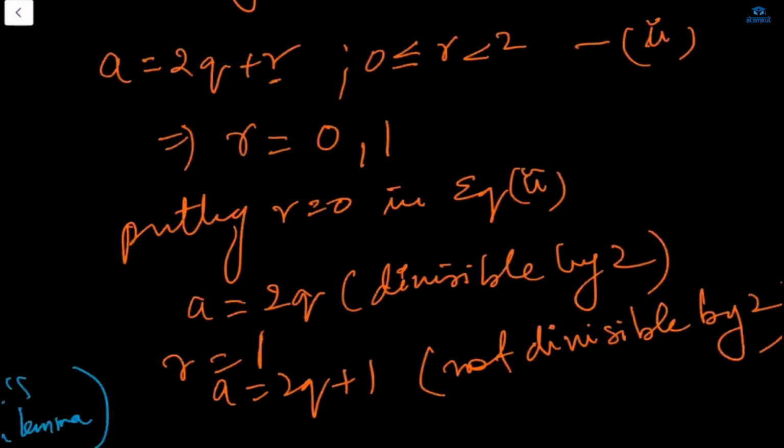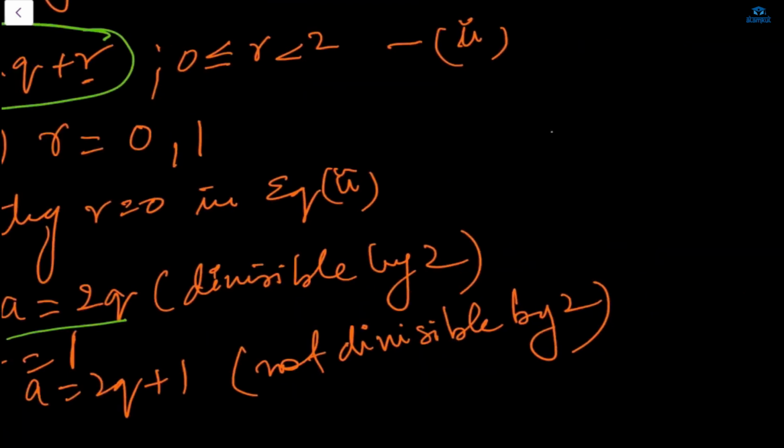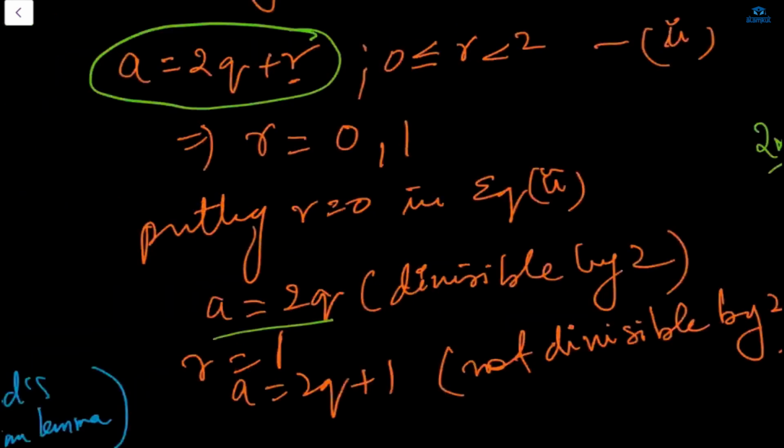So when I put the value of r as 0 in this equation, I got a is equal to 2q. You can see 2 has been multiplied with q. So since 2 is there, 2 is a factor, which means it will be divisible by 2. If I write 2 into any number, 5, 10, 15, 16, 20, will that number be divisible by 2 or not? Yes, it will be divisible by 2. So a is equal to 2q will be divisible by 2.